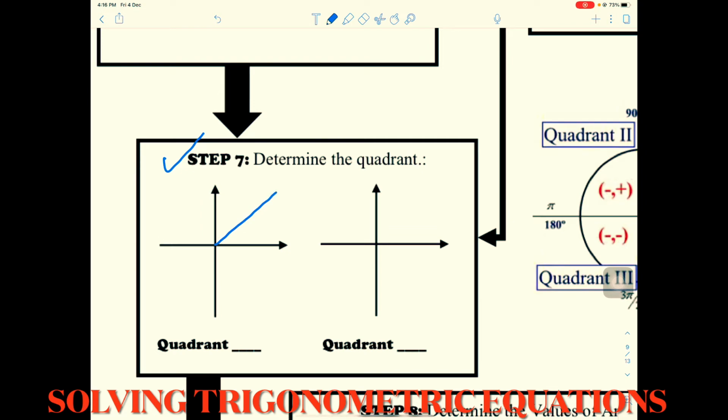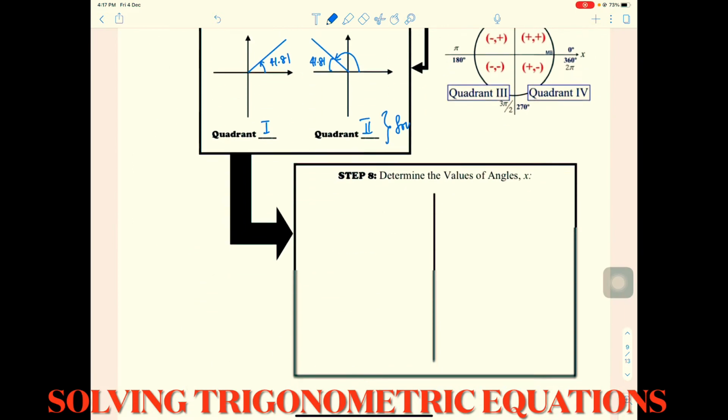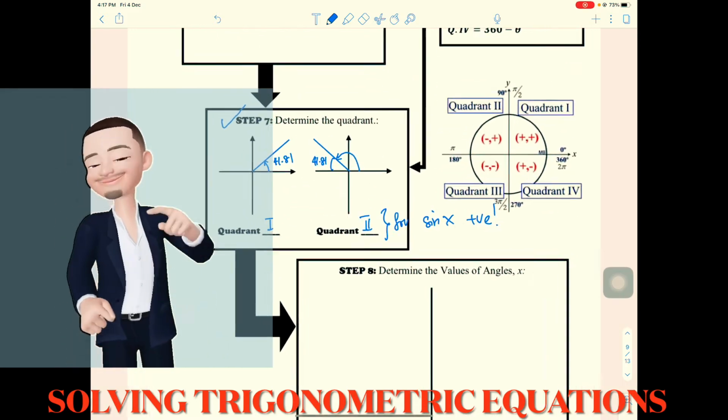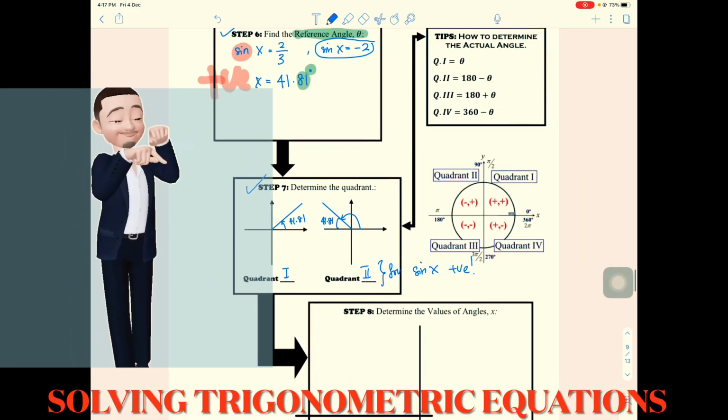So this is the first positive value, 41.81. And the second value, for sin positive, is in quadrant 2, which is this angle, but the reference angle is also 41.81. Quadrant 1 and quadrant 2 are where sin x is positive.